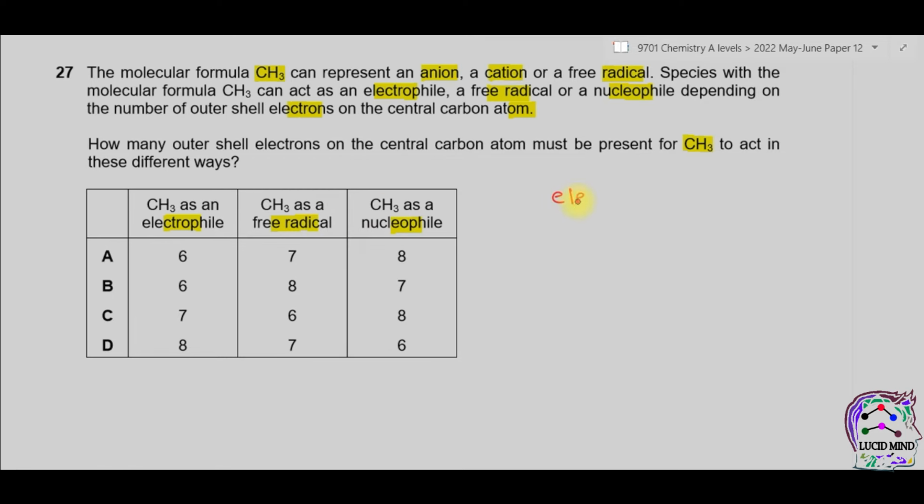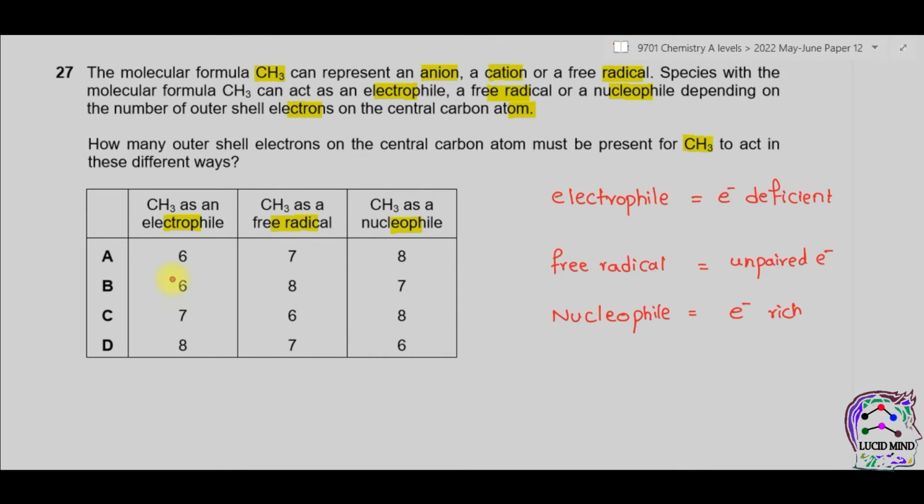Now, electrophile is something that is electron deficient or electron loving. Free radical is something that has an unpaired electron present. And then we have nucleophile. Nucleophile is something that has extra electrons, so it is electron rich. So let's see how CH3 can act as an electrophile, a free radical, or a nucleophile.